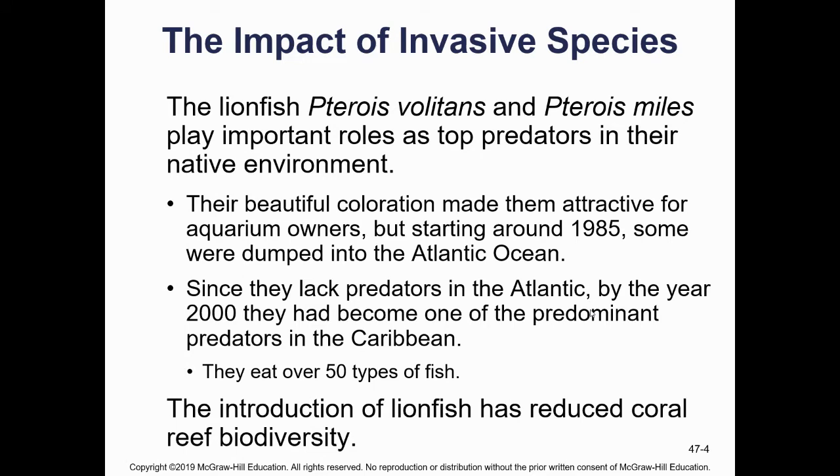So they're eating the fish that are food for higher up the food chain, starving them out. They're eating predators of lower down the food chain, and that lets algae start to overgrow. As we lose grazers, algae can overgrow the coral reefs. So the introduction of these lionfish has led to a reduction in biodiversity everywhere because they are removing key components in those food webs.